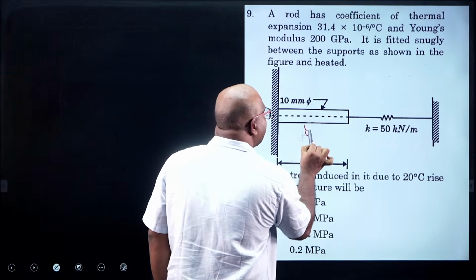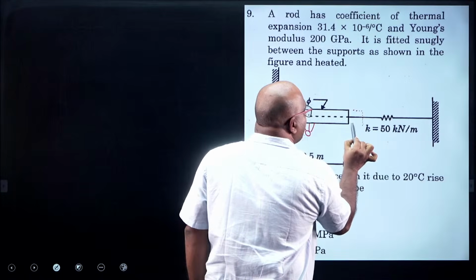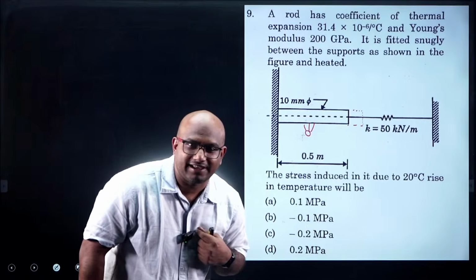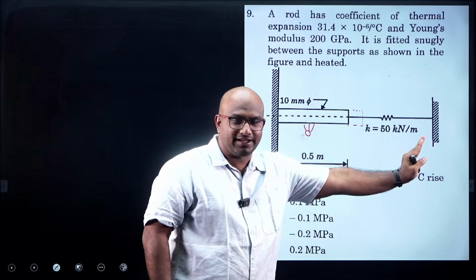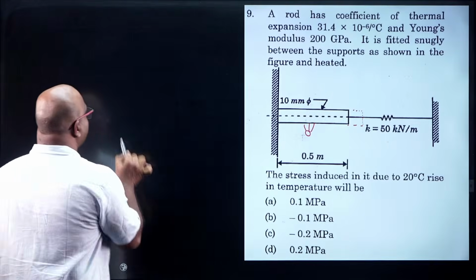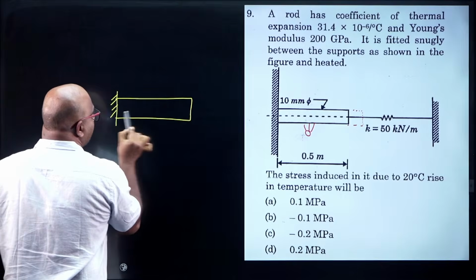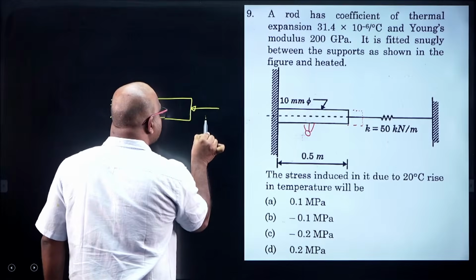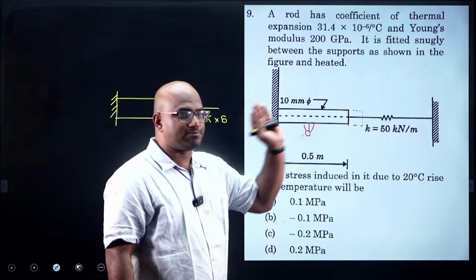If they try to heat it, what happens? It wants to expand. But when it tries to expand, what happens, guys? It will try to compress the spring. Am I correct or not, sir? It tries to compress the spring, guys. When it compresses the spring, the spring will give you a resisting force, guys. What is the resisting force offered by the spring? Assume the spring gives a resisting force in this direction. What is the spring force equal to? K into delta, where delta means deformation of the spring, guys.